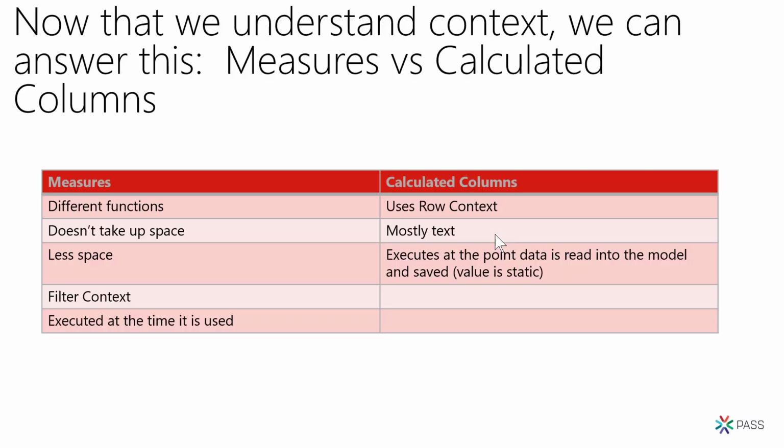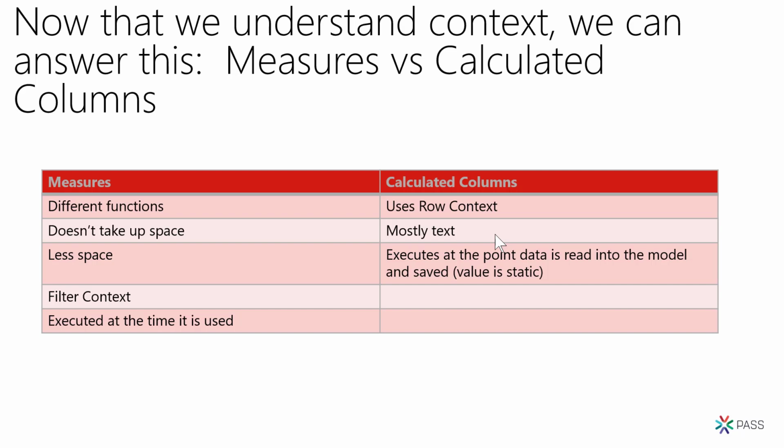Now, the difference between measures and calculated columns is summarized here on this slide. So a measure does not take up any space because it is calculated on the fly, meaning it is created at the time it is used in the visualization. A calculated column does take up space because it is created when you import the data coming into Power BI, and it creates a value per row, which means it uses the row context. Because the measure is calculated when it's used, it uses something called the filter context. We'll explain that in the next video.